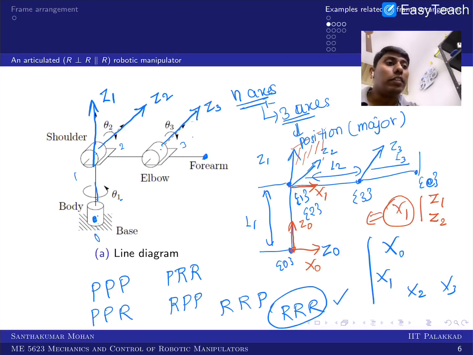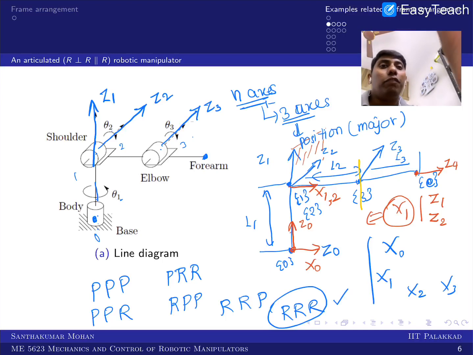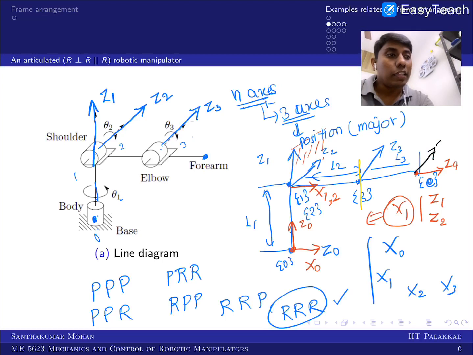Z2 and z3 are parallel, so you can conveniently take x2 like this. We don't actually have z4, so I am just taking z4 like this. Then you can see that the intersecting axis is here, so you have to take the normal to the plane consisting of z3 and z4. It is supposed to come like this. If I take z4 like this, then you can conveniently take x3 like this, right? So these are the things we are supposed to do.